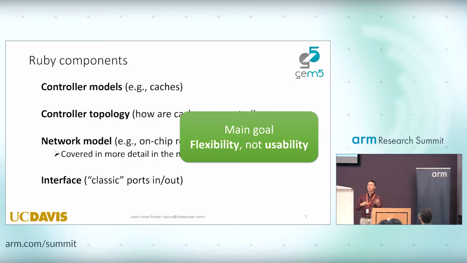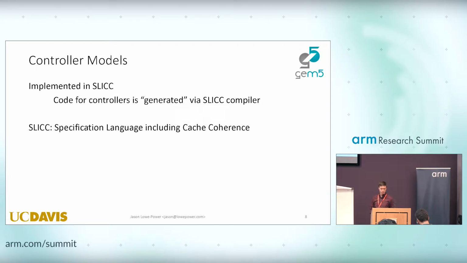So that way you can really easily get a very wide range of different kinds of configurations and in detail model all these different things. And each one of these things has multiple different models which are higher and lower fidelity as well. I'm also going to talk a little bit about the interface between the classic cache ports and Ruby as well.